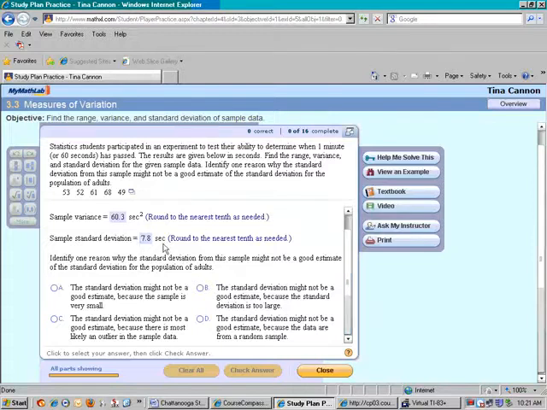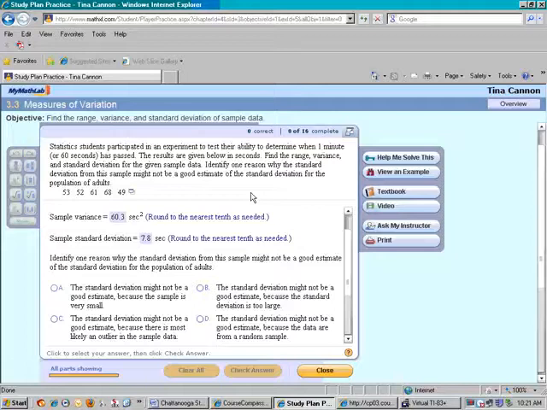Now I want you to notice your sample standard deviation 7.8. But I want you to think about how big of a sample we have here. We only asked, what do we have? 1, 2, 3, 4, 5. We only asked 5 students to do this, okay? Now they ask you a question. Identify one reason why the standard deviation for this sample might not be a good estimate for the standard deviation of the population of adults. Okay, think about what the problem would be.